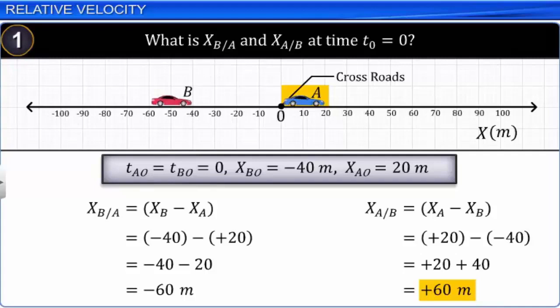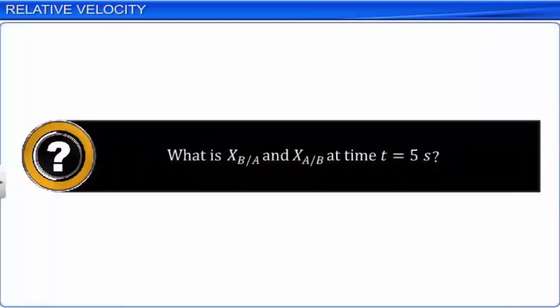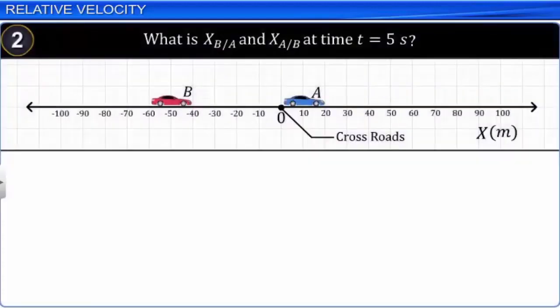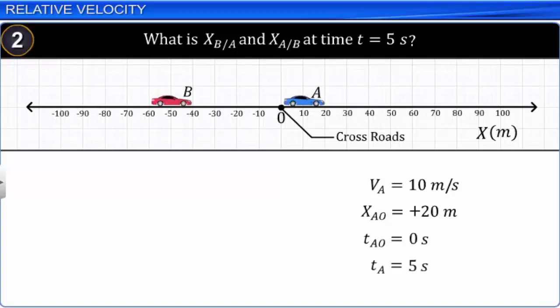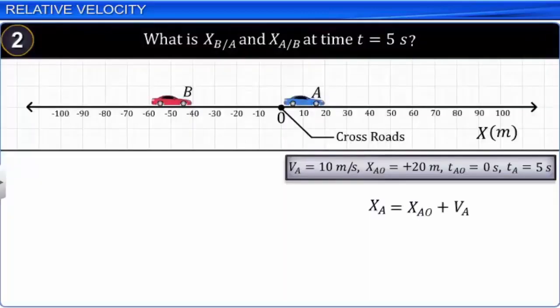2. What is xB/A and xA/B at time t equal to 5 seconds? Here, vA is equal to 10 meters per second. xA0 is equal to plus 20 meters. tA0 is 0 second and tA is equal to 5 seconds. We need to find xA. xA is equal to xA0 plus vA into tA minus tA0. On substituting and simplifying, we get xA equal to plus 70 meters.